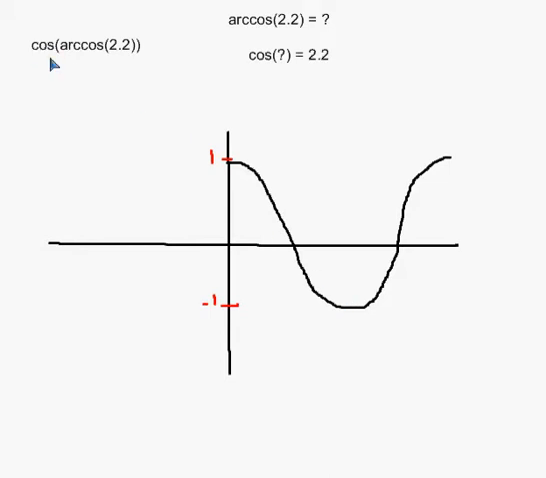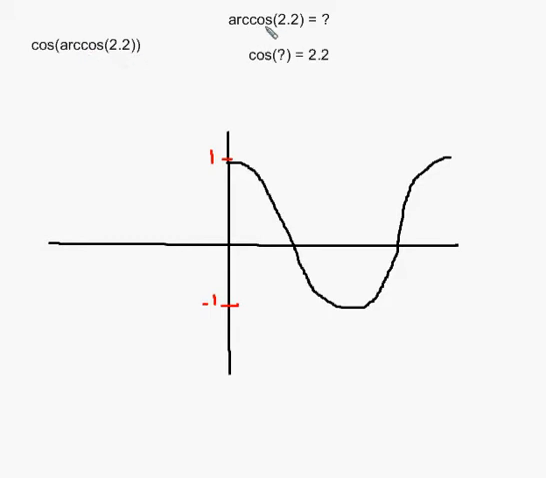I just came across this Math.AS question that asked me to evaluate the cosine of the arc cosine of 2.2. Now, because the cosine function and the arc cosine are inverses, it's tempting to say that these will undo one another and that the answer will simply be 2.2. The problem is there's some domain and range issues with this problem.